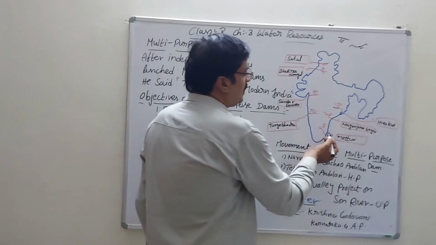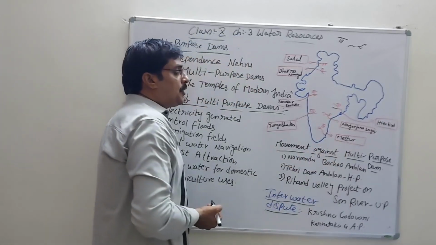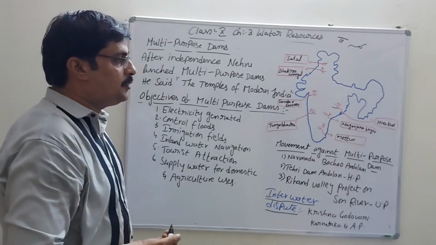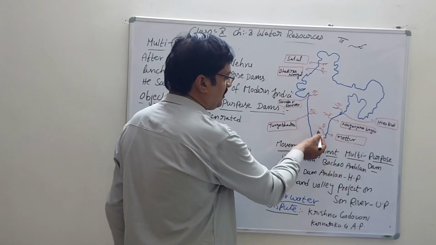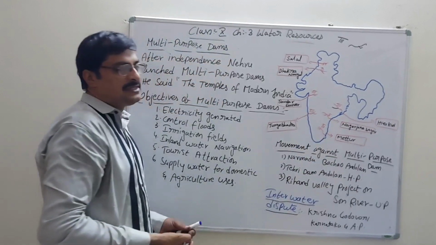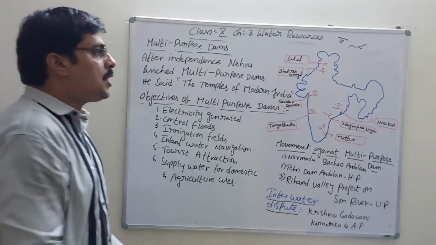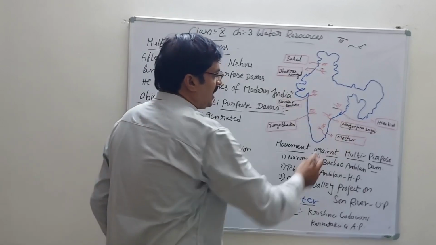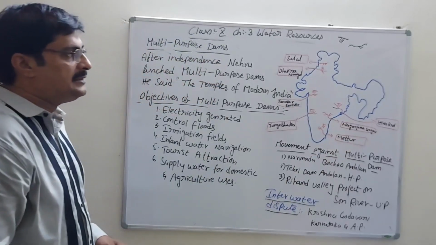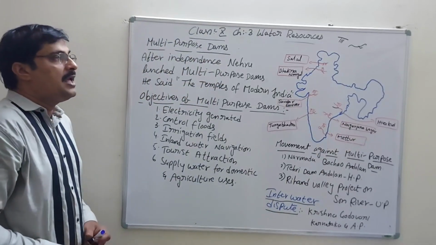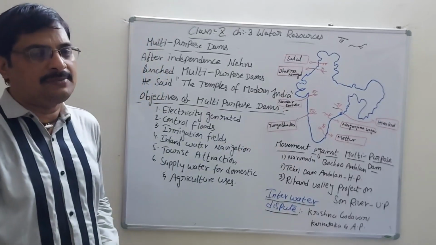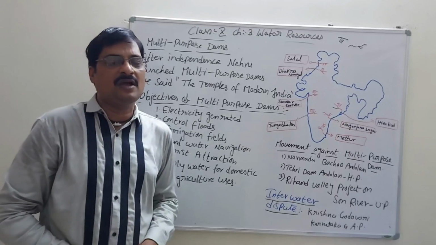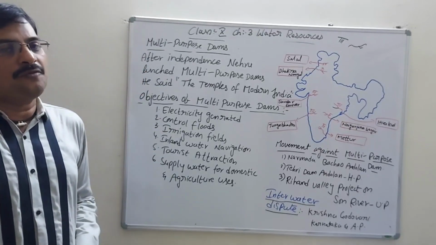Okay, and one more project is there in the place of Tamil Nadu, on the Kaveri river. This is the place of the Kaveri river and the Mettur project in the Tamil Nadu area. So in all those areas, important dams have been constructed. This is a very important map pointing for the board exam. At least one project they will ask you in the board exam.